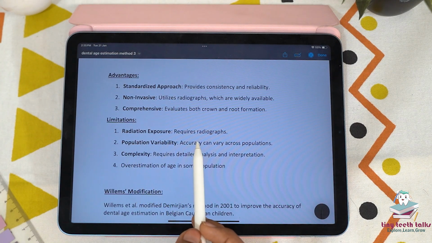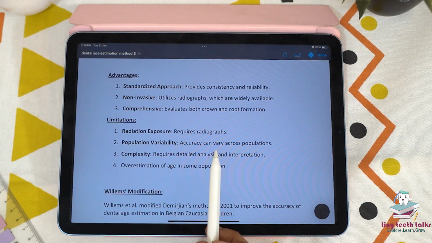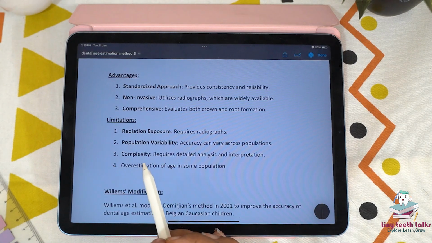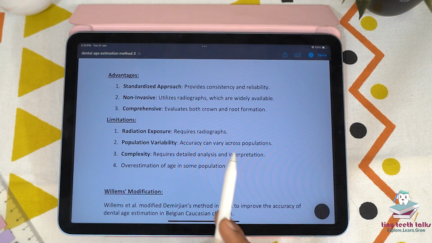Limitations: radiation exposure, requires a radiograph. Population variability, accuracy can vary across populations. Complexity, requires detailed analysis and interpretation, and overestimation of age in some populations.